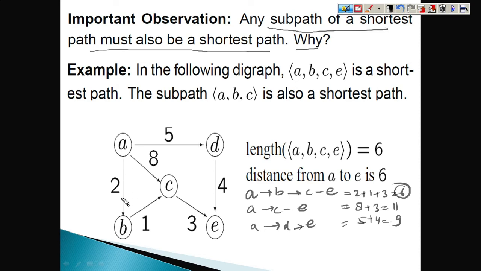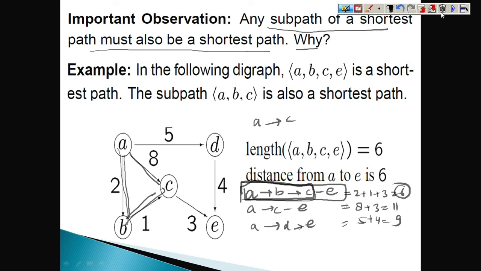So if you are claiming that ABCE is the shortest path, that means A to C is a subpath of this path. Now A to C will always be shortest through B. You cannot find any other path to go to C except this. If you want to go to C, we have two possibilities: either you go from here to here, or you go directly from here. Because it has already been proven that this is the shortest path, this must be the shortest path. A, B, C will be the only shortest path. So this is what we are trying to prove.